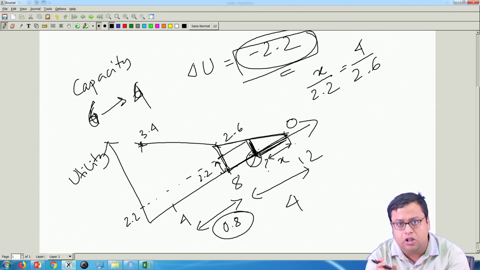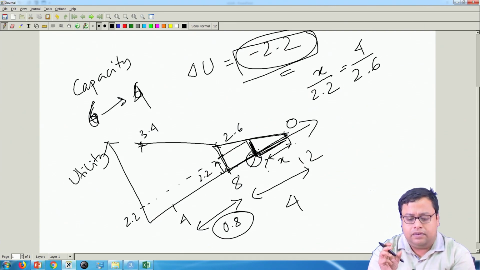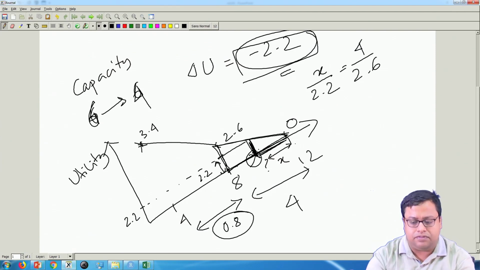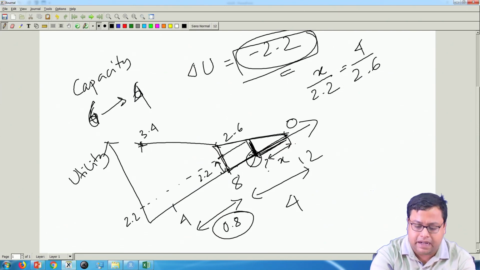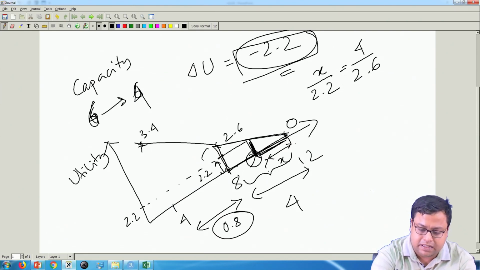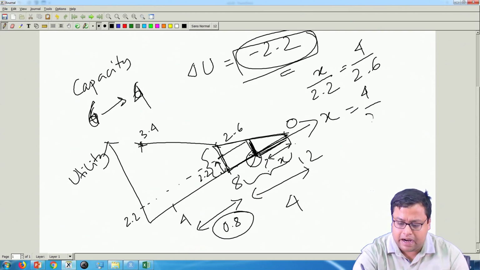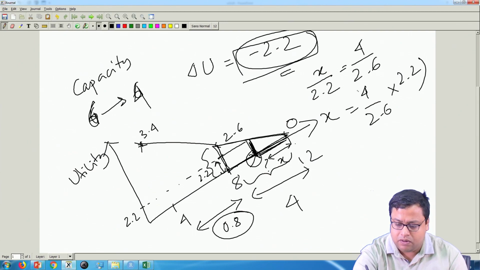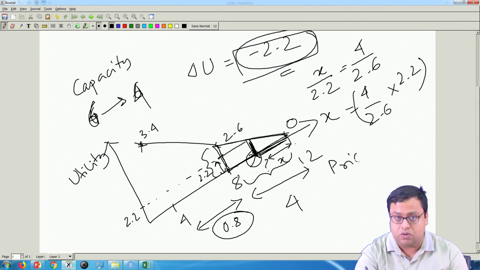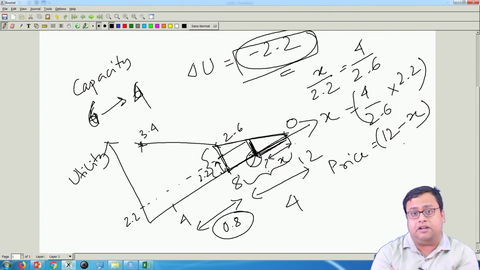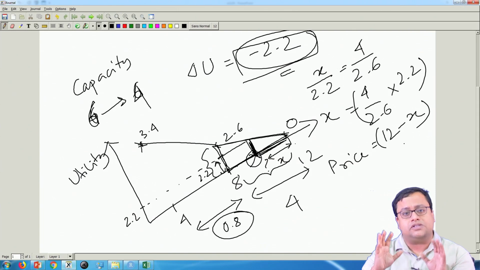So, for the small triangle, the ratio between the x and the height, which is 2.2, is equal to, for the bigger triangle, this much by this much, which is 4 by 2.6. So, then what is x? X is 4 by 2.6 into 2.2, whatever is the value, and what is your optimal price that you can do? Your price is basically 12 minus x, whatever is the value. So, you can get a little bit of pricing by this. That is one way.